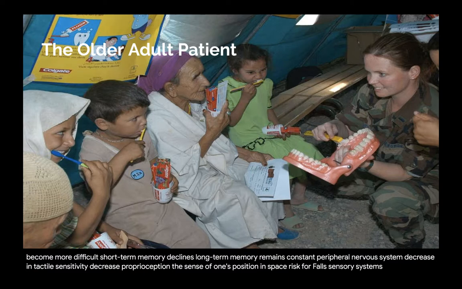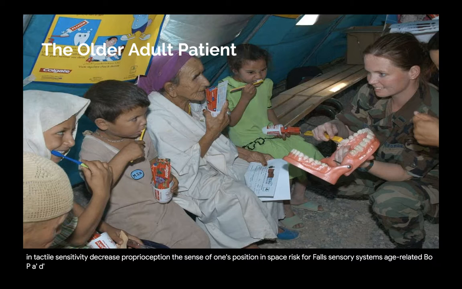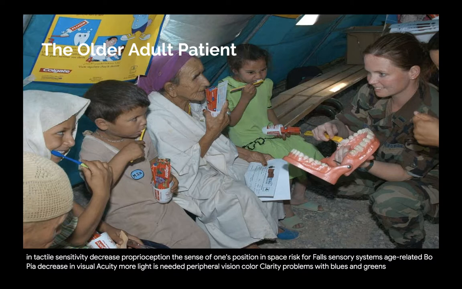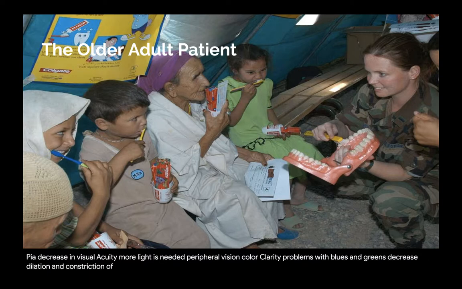Sensory systems: age-related vision problems include presbyopia, decrease in visual acuity, more light is needed, decreased peripheral vision, and decreased color clarity, with problems with blues and greens. Decreased dilation and constriction of pupils results in difficulty adjusting to changes in light and problems with glare.